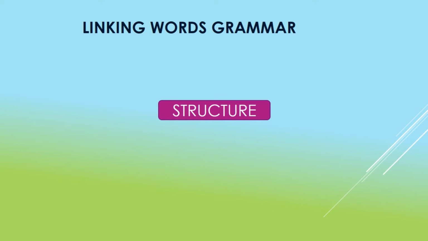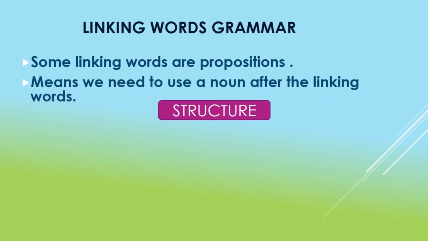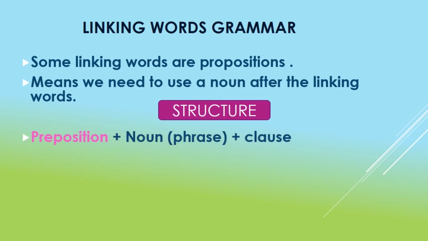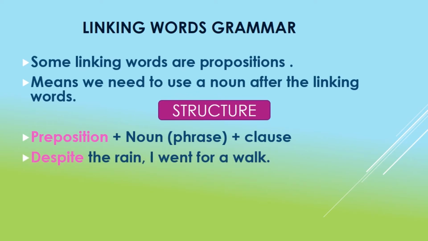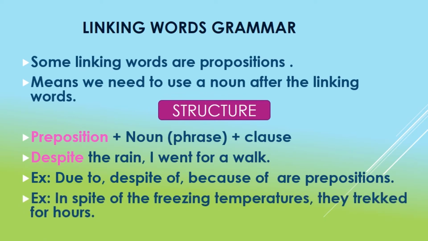Let's see the second category of linking words. Some linking words are prepositions. It means we need to use a noun after the linking words. Let's see the structure of these: preposition plus noun plus clause. Despite the rain, I went for a walk. Examples: due to, despite, because of are prepositions. In spite of the freezing temperatures, they trekked for hours.